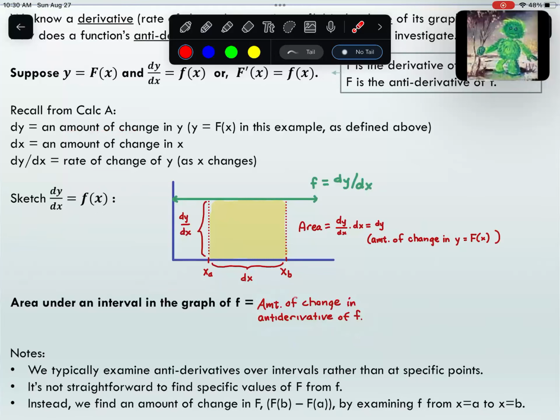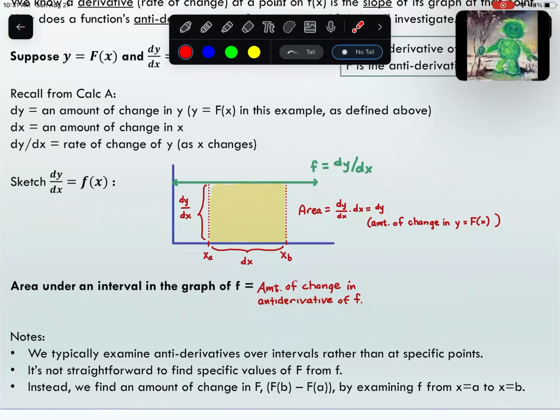I'm going to uncover my tape here. Area under an interval in the graph of little f tells you the amount of change to expect in its antiderivative. Okay. So just to summarize, there's information about capital F embedded in the area under little f. This is our first taste of how an antiderivative might show up graphically. It shows up as areas.